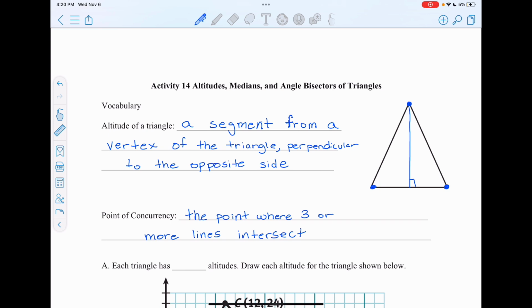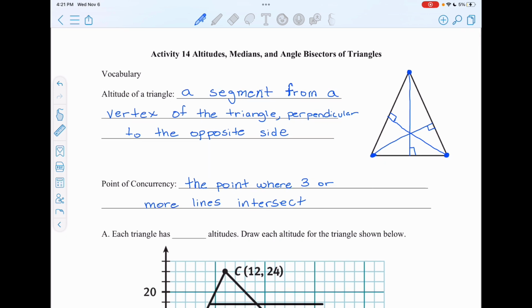Now let's think about how many altitudes I can draw on a triangle. Well, since a triangle has 3 vertices, I can draw an altitude 3 times. I can go from this left vertex to the other side, and it can be perpendicular. And I can go from the right vertex, perpendicular to the other side. If you have a protractor with you, I would highly recommend using your protractor and locating that 90 degrees to help you make a 90-degree angle.